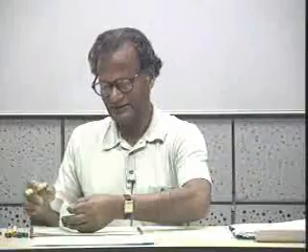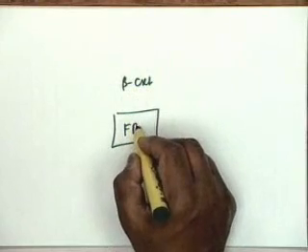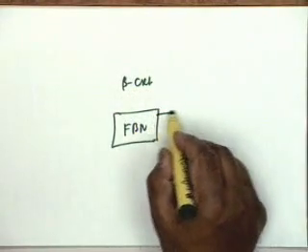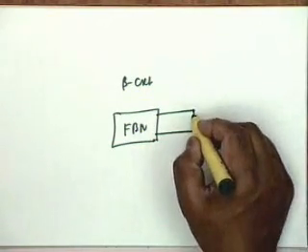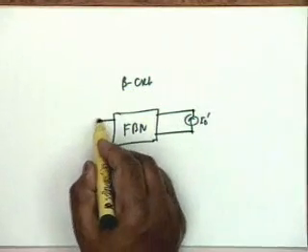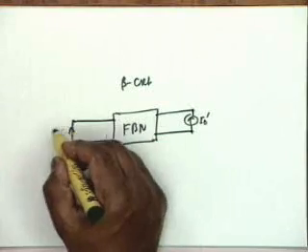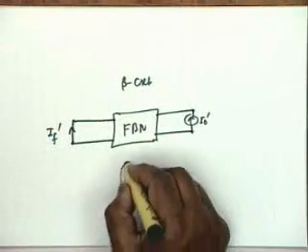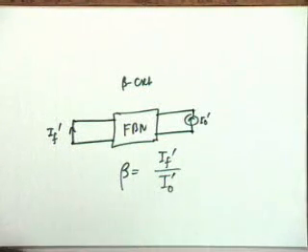Finally, the beta circuit. In the beta circuit, the feedback network, what should you drive it with? Obviously, a current source, I0 prime. And what do you want here? Current. It should be shorted, and this is IF prime, and beta is equal to IF prime divided by I0 prime.